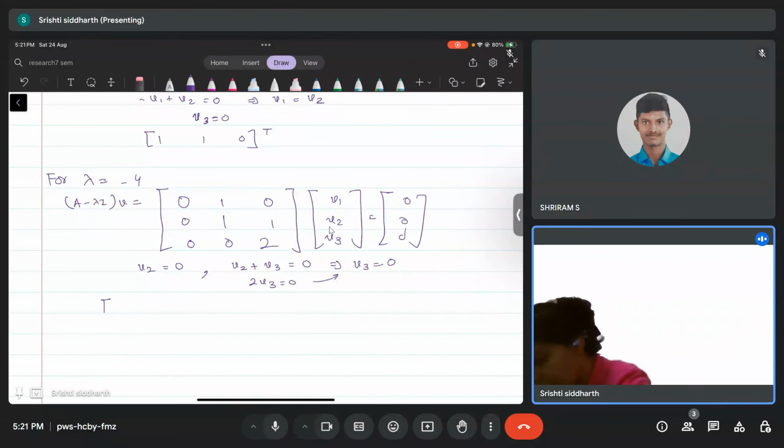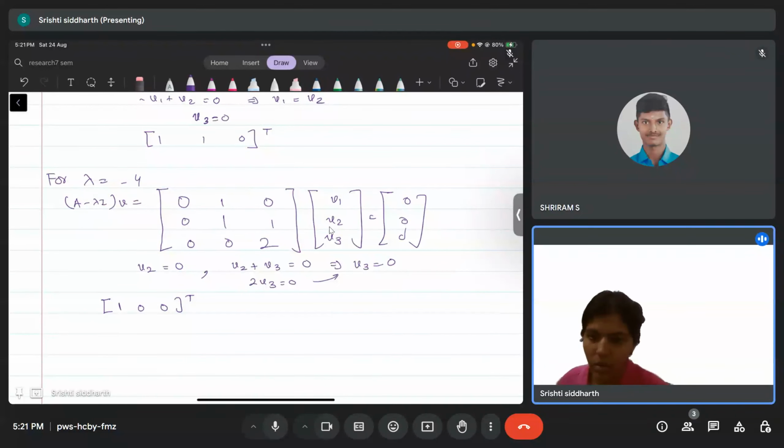So what's the eigenvector then? It's any constant. We can take it to be 1, 0, 0, transpose.